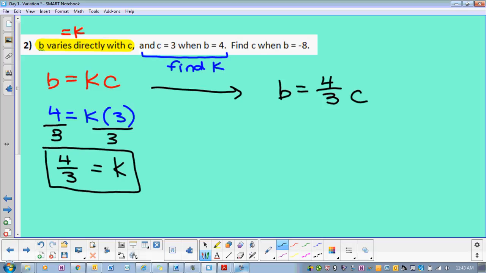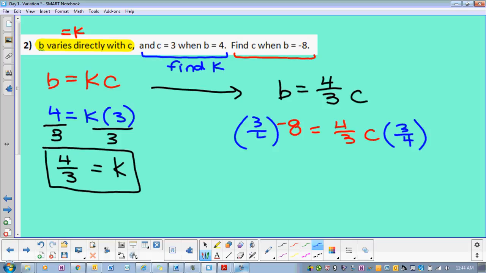I needed to plug in that K because look at the next part of this problem. They said, find C when B equals -8. Well then, you can do that because you know K now. So find C, B equals -8. How do you get rid of that fraction? You've got to multiply by the reciprocal. So C equals -6.